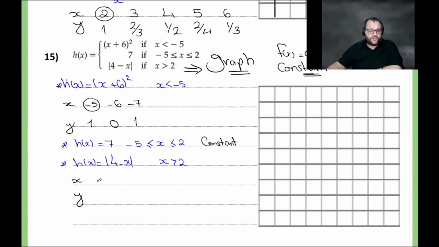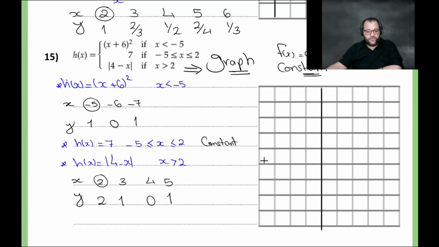So we will start from 2 and 2 will be open. And the next will be 3, 4, 5. So for this one, 4 minus 2 is 2. Absolute value, it will be 2. 4 minus 3 is 1. So the absolute value would be 1, 0, and 1. Then now we need to graph.